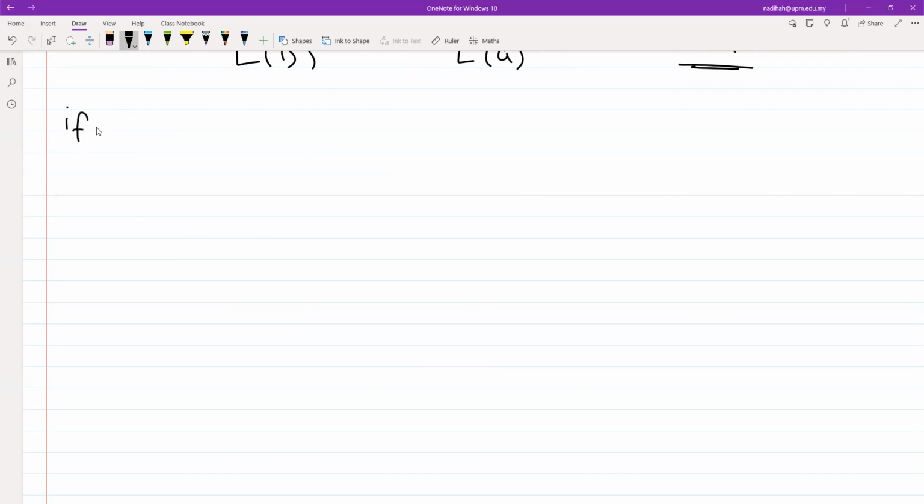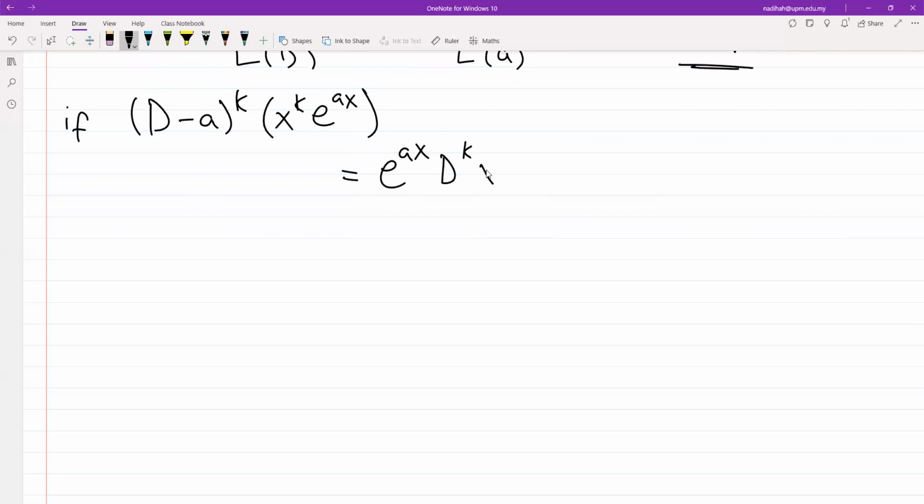For example, if you have b minus a several times derivatives for any function of xk times e to the ax. So yang ni akan jadi e to the ax of ek and then xk. So ingat lagi tak, yang ni akan jadi a factorial e to the ax. So yang ni saya nak tulis sikit, apply exponential shift.